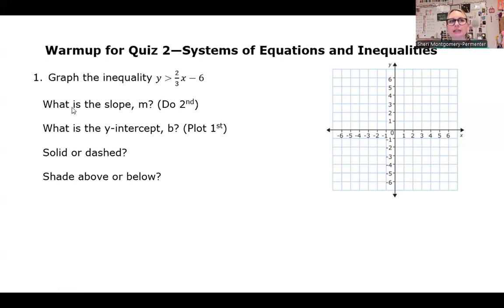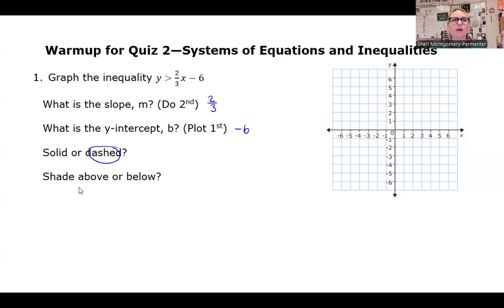The first question to kind of lead us through this, what is the slope? Tell me. 2/3, very good. And then what's the y-intercept? -6. Is this going to be a solid or dashed line? Dashed. How do we know that? Yeah, because there's not a solid line underneath.